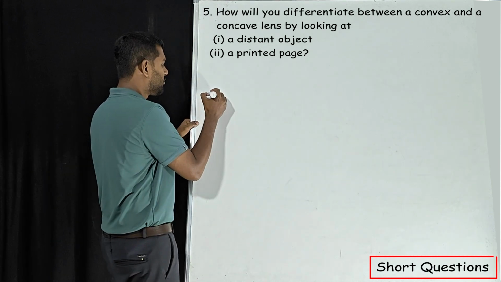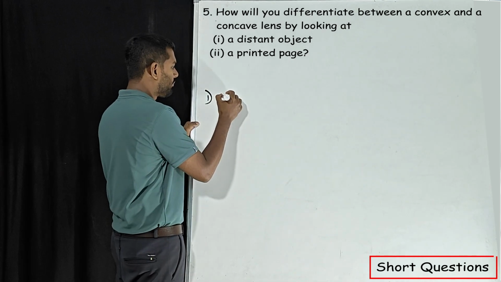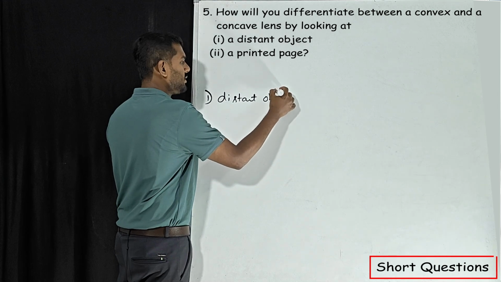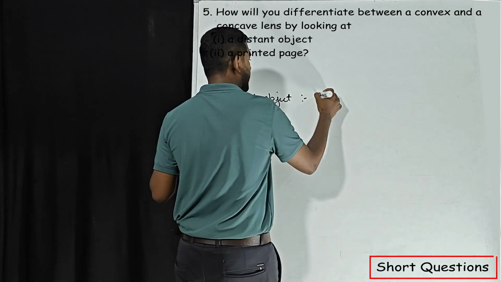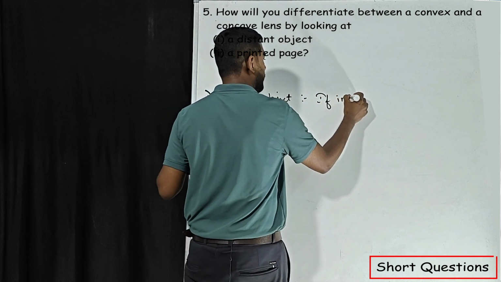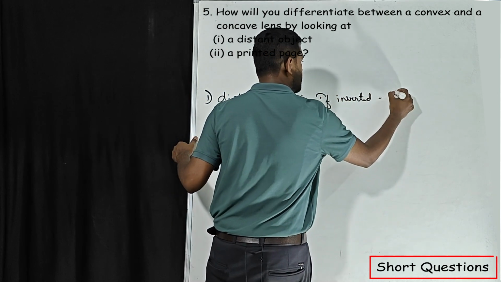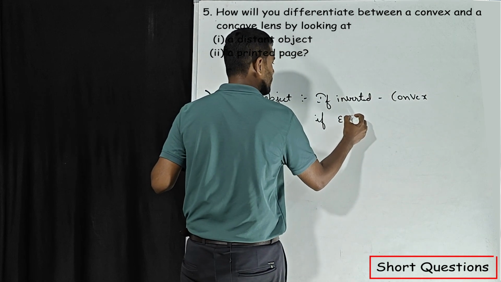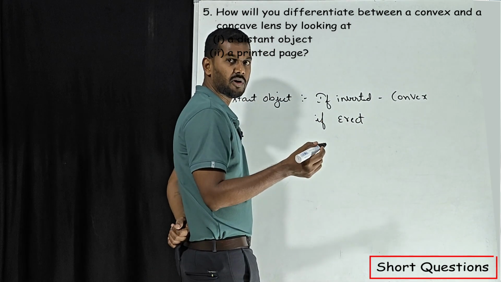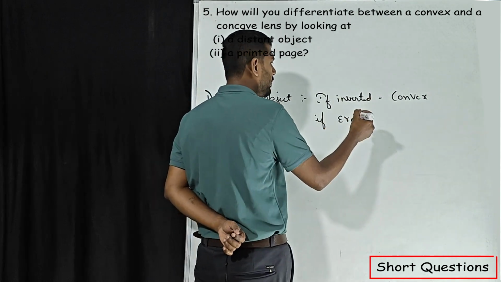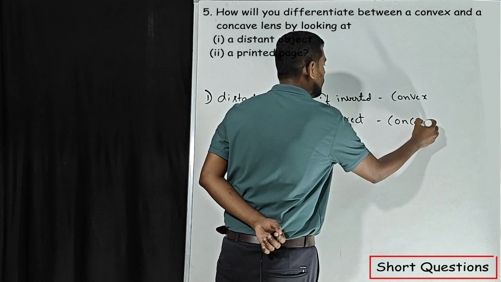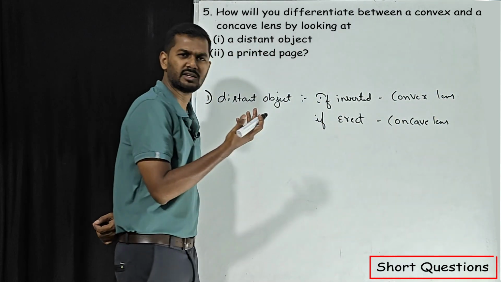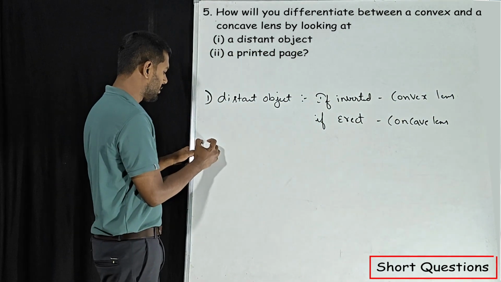So for a distinct object, if it is inverted, it is convex. If it is erect, or what is the other word? Upright. Erect or upright, it is concave lens. That's it. Okay, this we have learned. This is the basics of ray diagram.